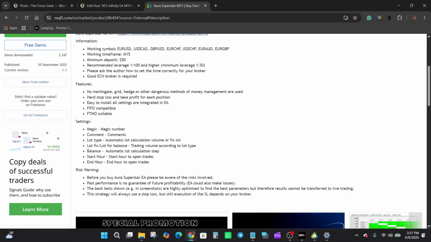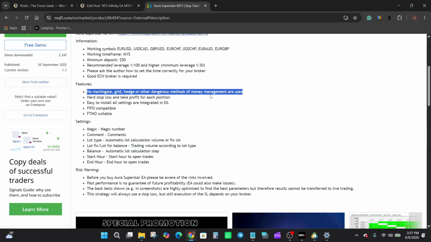In terms of risk structure, the developer clearly states that there is no martingale, no greed, and no hedge-based recovery logic involved. Each trade is managed with a hard stop loss and take profit, which suggests a more controlled approach to trade management. There are also practical details like automatic lot sizing based on balance and simple configuration inputs such as magic number, comment settings, and trading time controls. So overall, it looks designed to be relatively straightforward to deploy without heavy optimization.